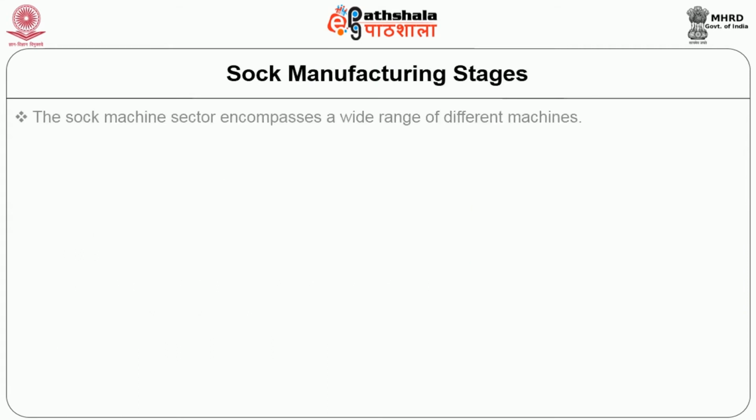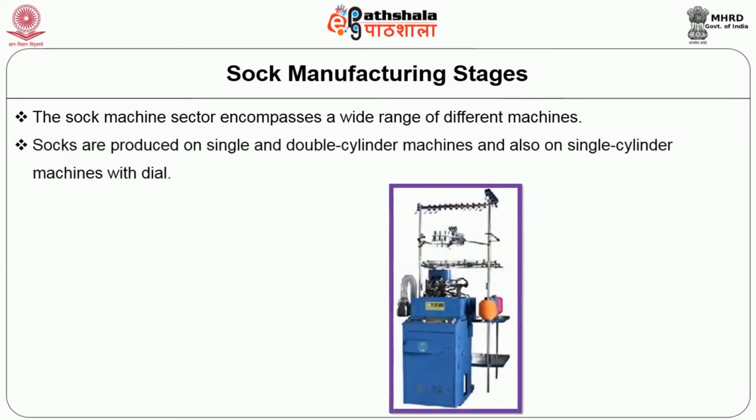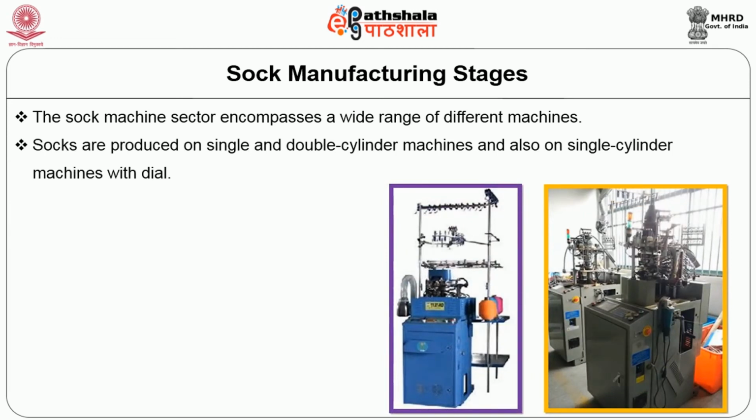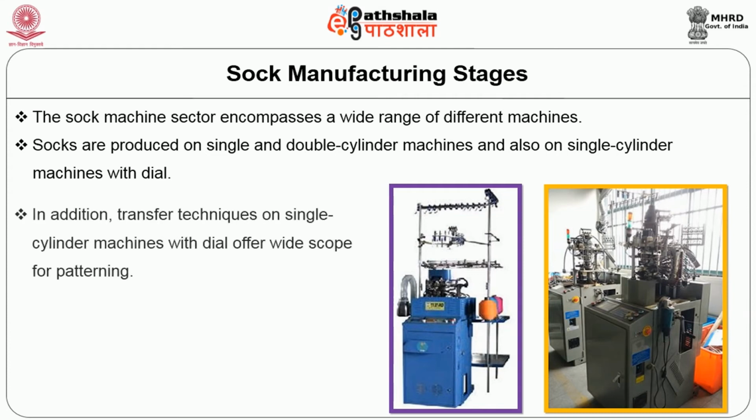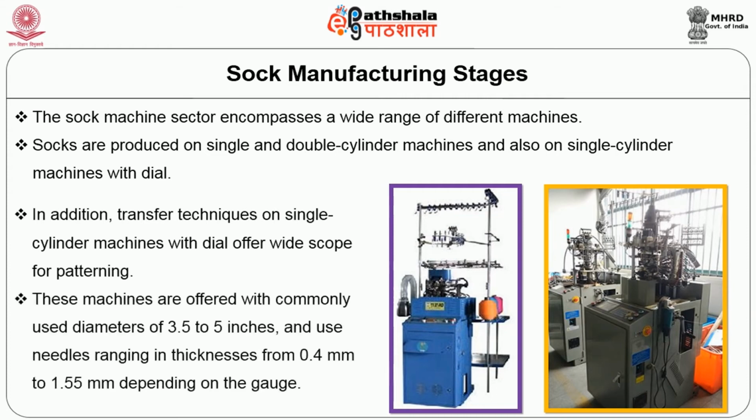Socks knitting. The socks machine sector encompasses a wide range of different machines. Socks are produced on single or double cylinder machines and also on single cylinder machines with dial. In addition, transfer techniques on single cylinder machines with dial offer wide scope of patterning. These machines are offered with commonly used diameter of 3.5 to 5 inches and use needles ranging in thickness from 0.4 mm to 1.5 mm depending on the gauge.